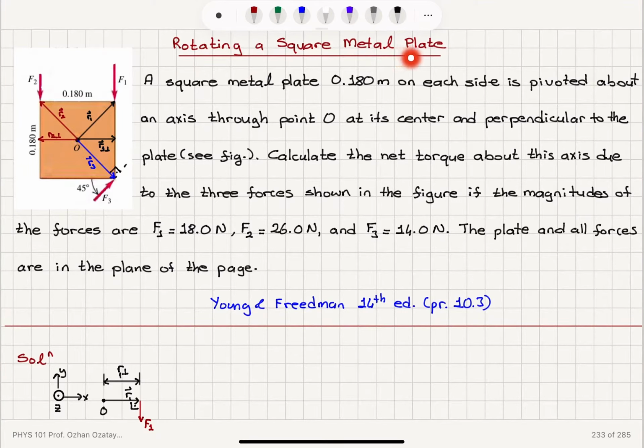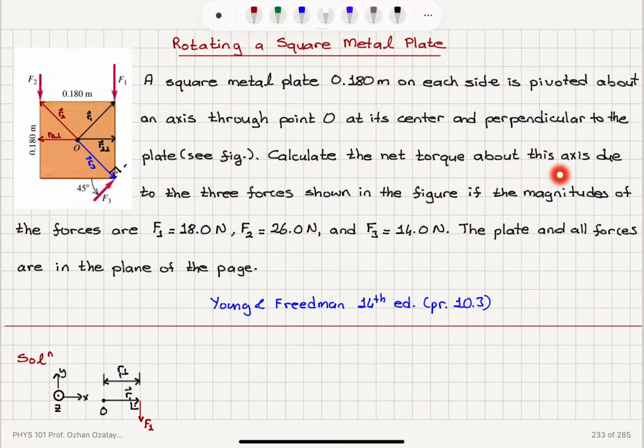Rotating a square metal plate. A square metal plate 0.18 meters on each side is pivoted about an axis through point O at its center and perpendicular to the plate. You can see in the figure.